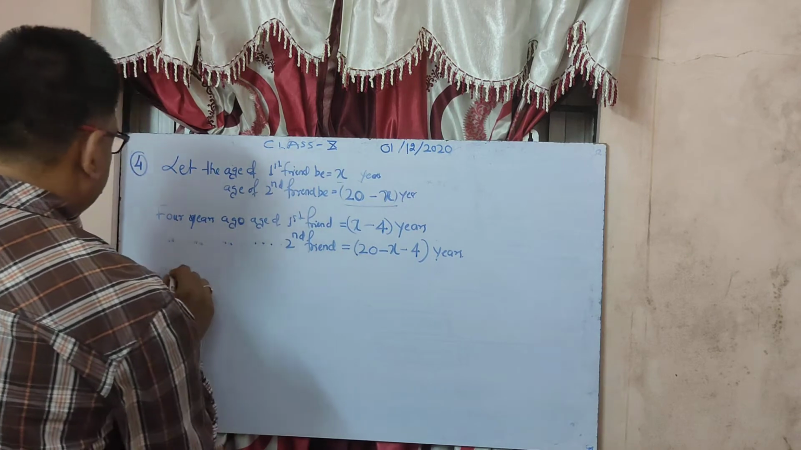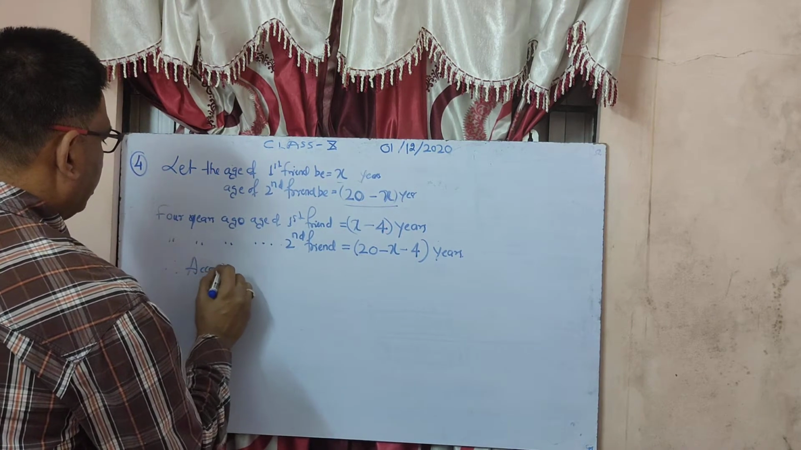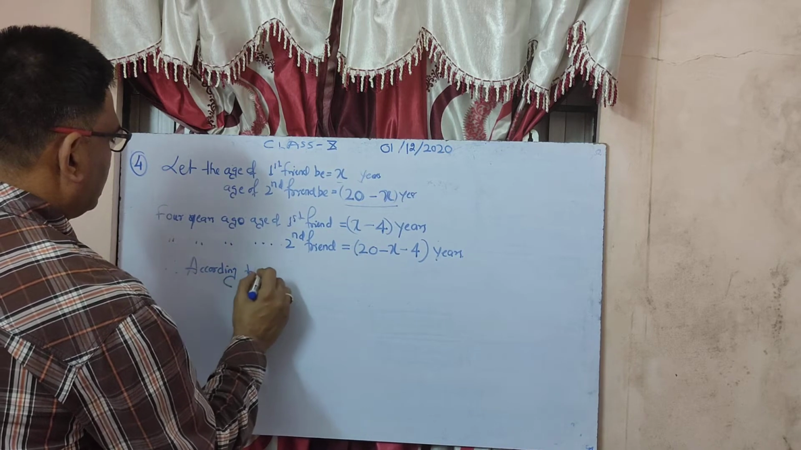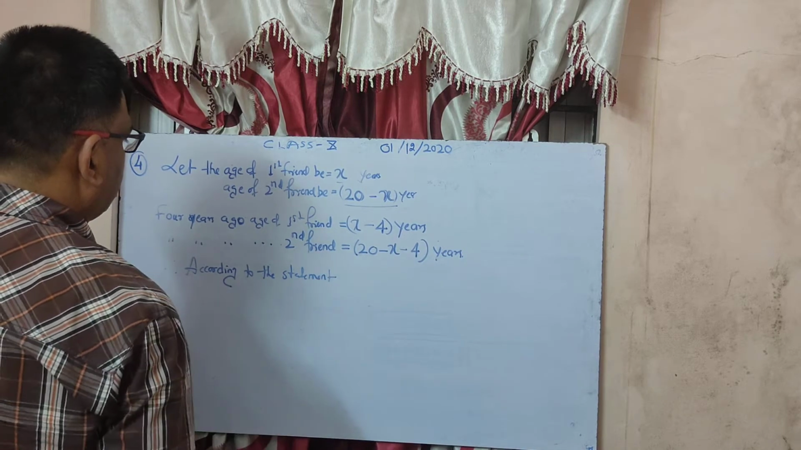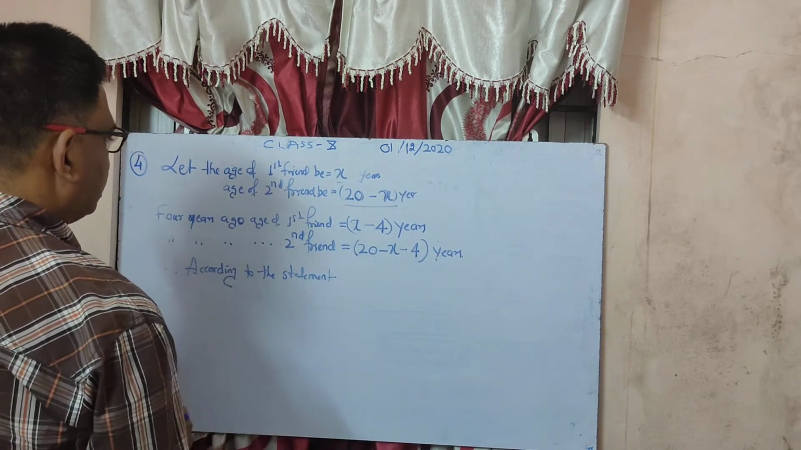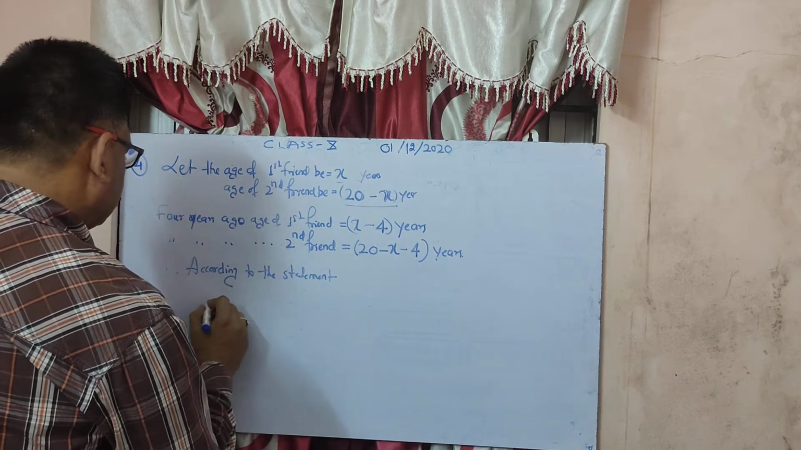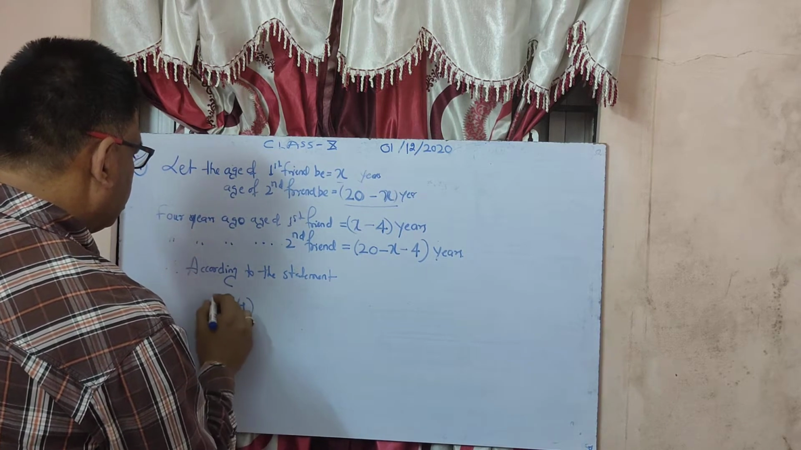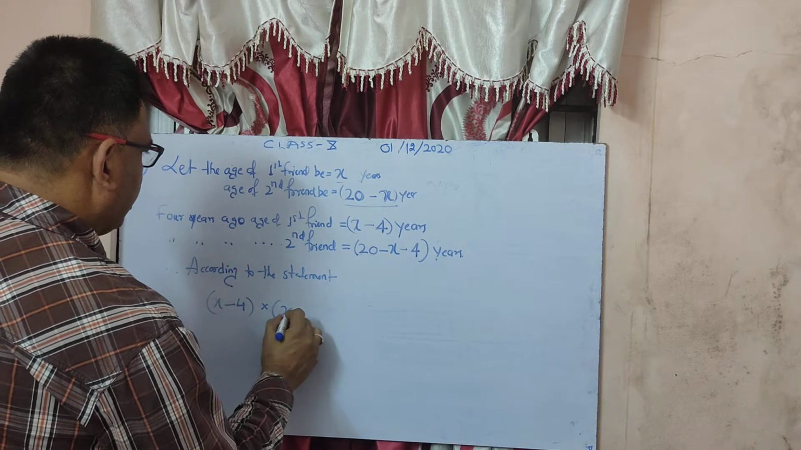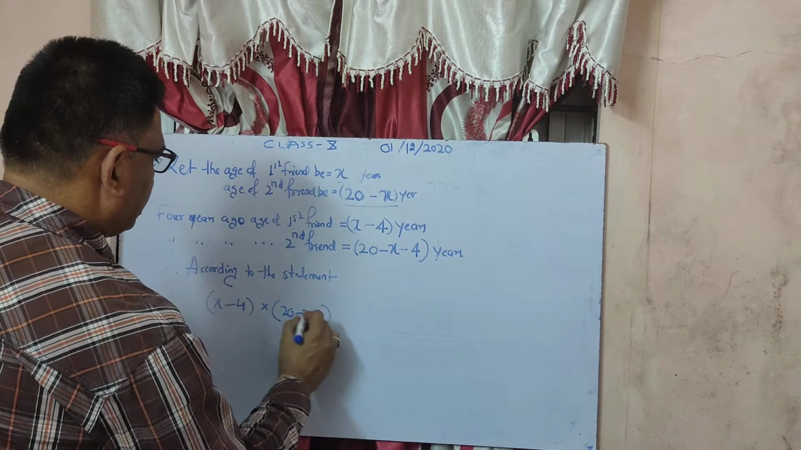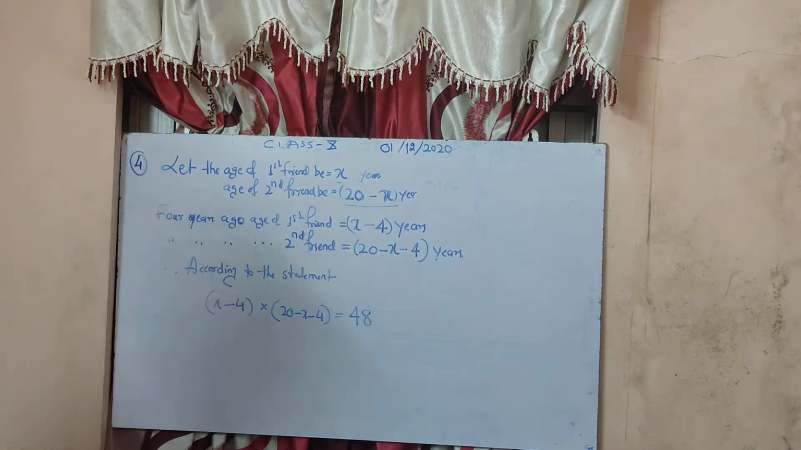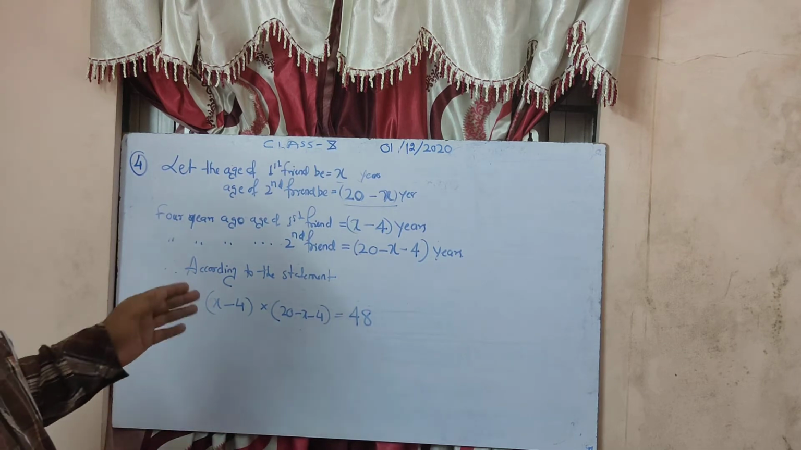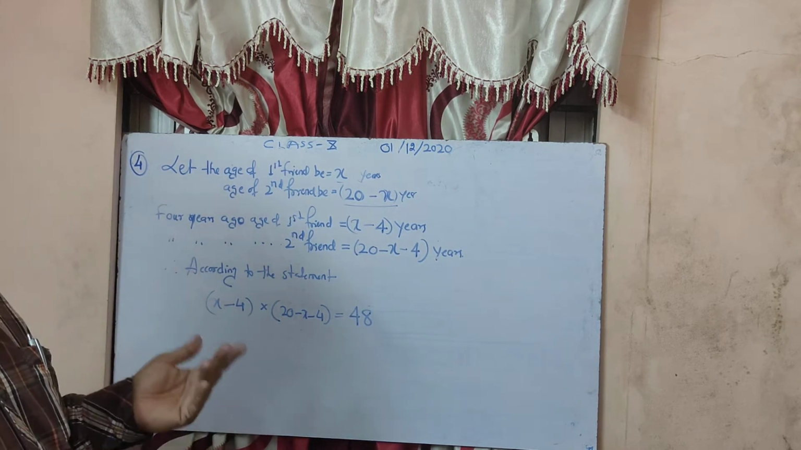Therefore, according to this statement, product of their ages, that is (x minus 4) into (20 minus x minus 4) will be equal to 48. This is according to the statement. Now you know how to solve this. You know how to open the bracket.